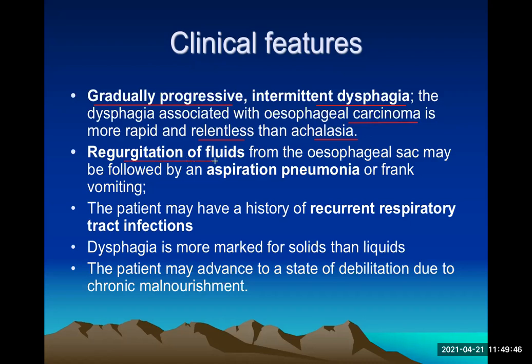Regurgitation of fluid is common from the esophageal sac, and it can easily lead to aspiration pneumonia. Aspiration pneumonia is a serious condition. The patient may have a history of recurrent respiratory tract infection because of recurrent aspiration. Dysphagia is more marked for solid than liquid food, and the patient may advance to a state of debilitation due to chronic malnutrition because they are not able to swallow the food.